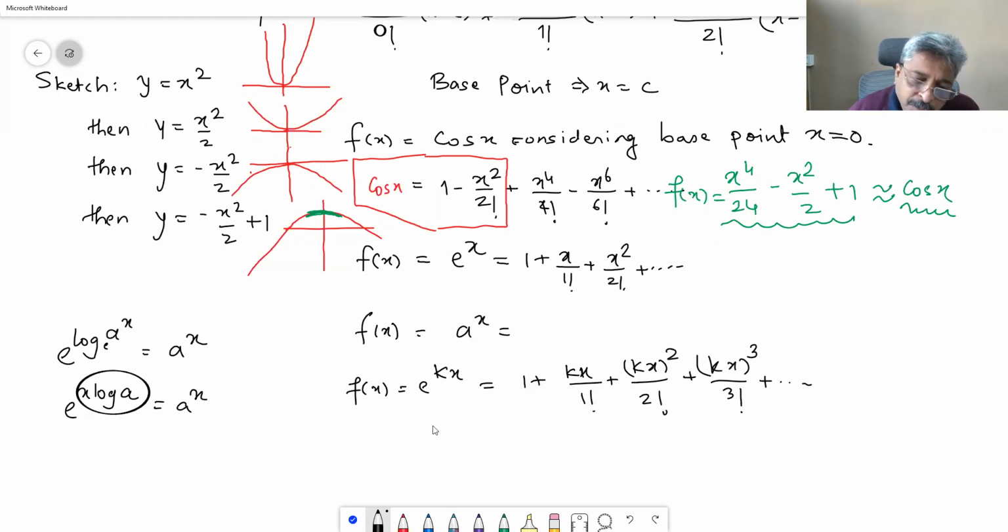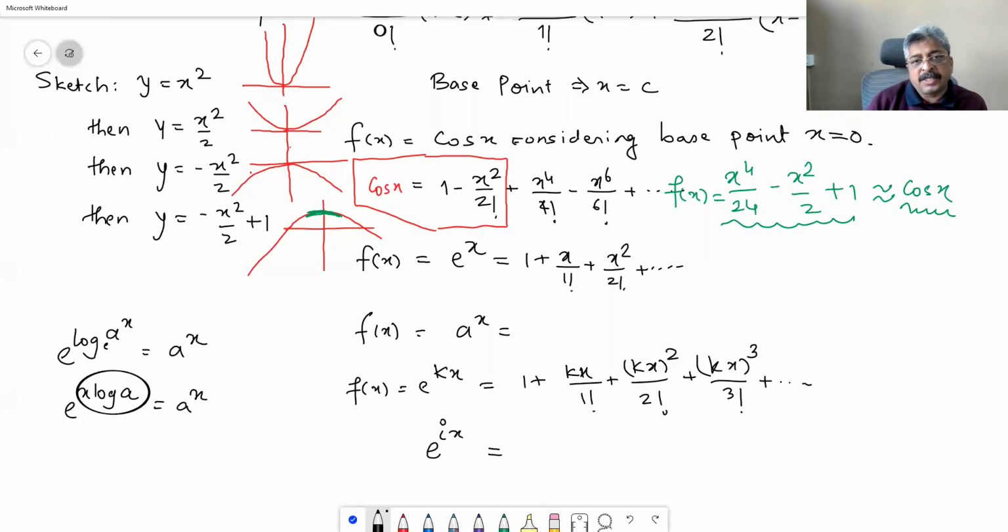Okay, so what is the series expansion of e raised to ix? Suppose we are allowed to use this imaginary number as a coefficient of x. Can you write down the series expansion of e raised to ix, where i is the square root of unity? In this case, k is equal to i, right?